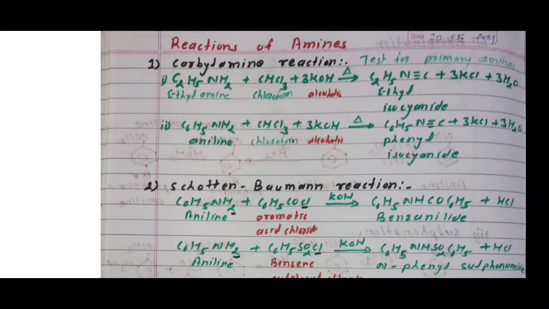The first reaction of amines is the carbylamine reaction. This reaction is used for identification or detection of primary amines. In this reaction, when a primary amine is heated with chloroform and alcoholic caustic potash, the primary amine forms an isocyanide having an extremely disagreeable odor. This is the test for detection of primary amines.